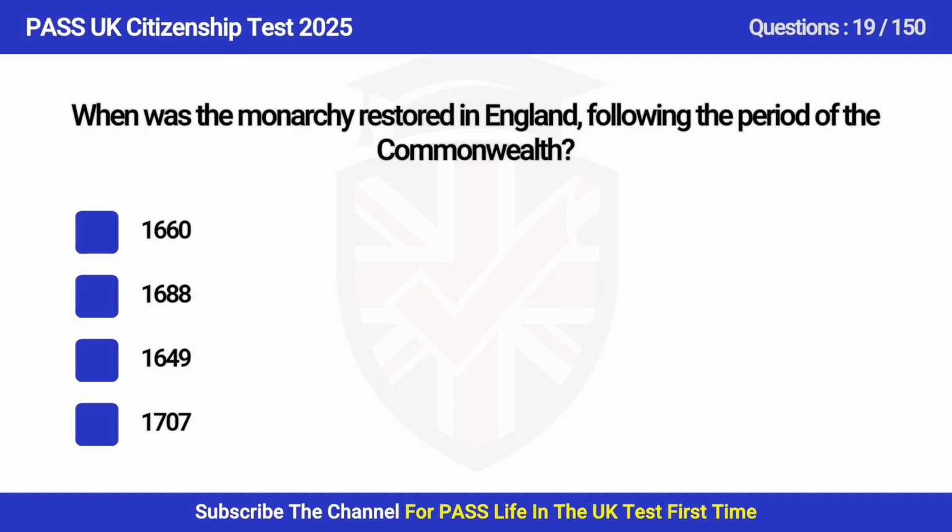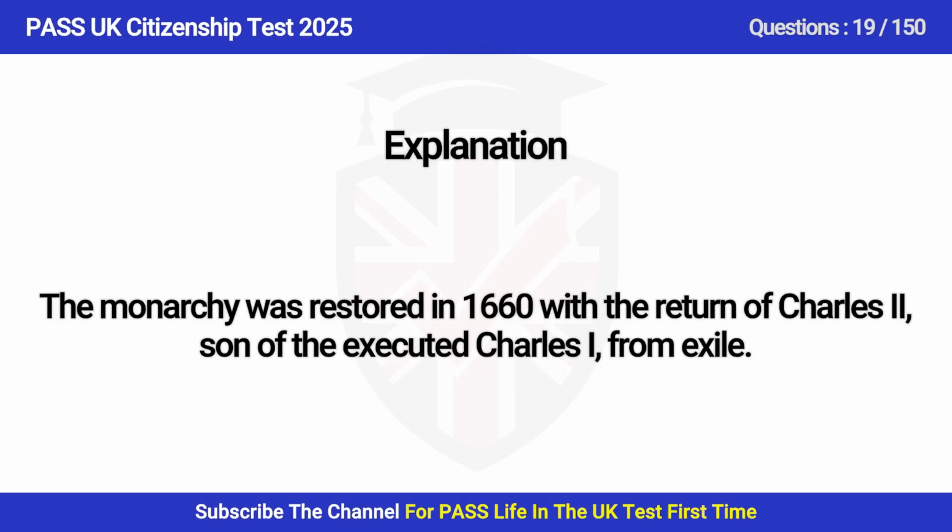Question 19. When was the monarchy restored in England following the period of the Commonwealth? A. 1660, B. 1688, C. 1649, D. 1707. Answer is A. 1660. The monarchy was restored in 1660 with the return of Charles II, son of Charles I, from exile.